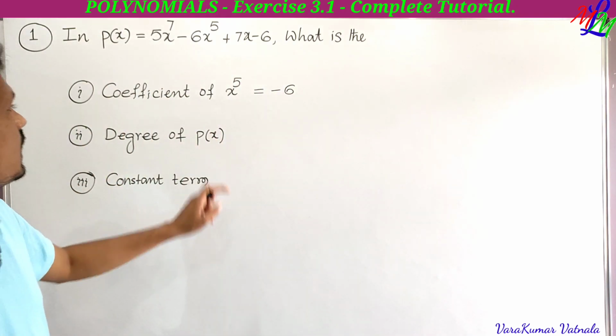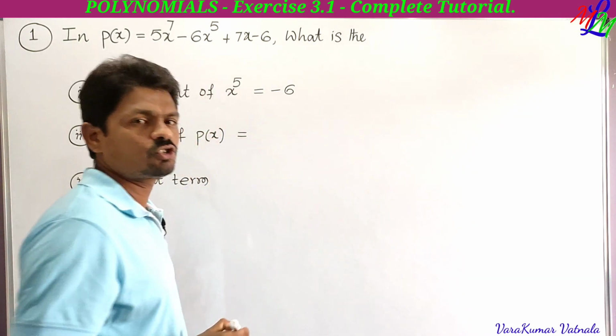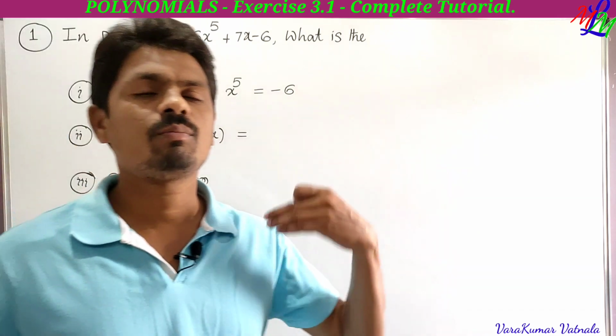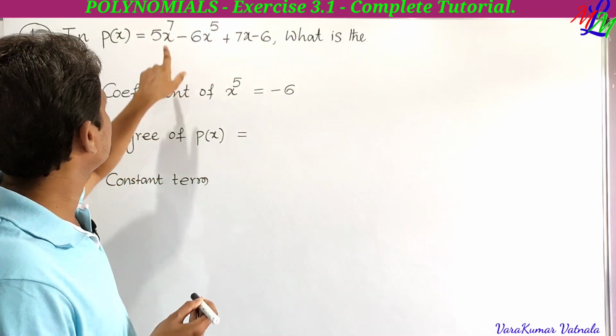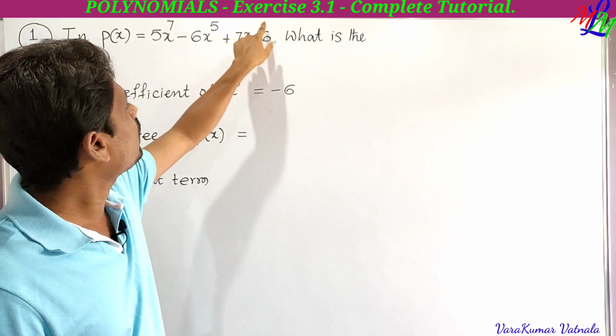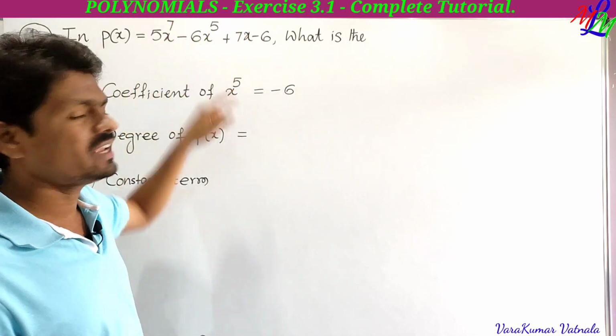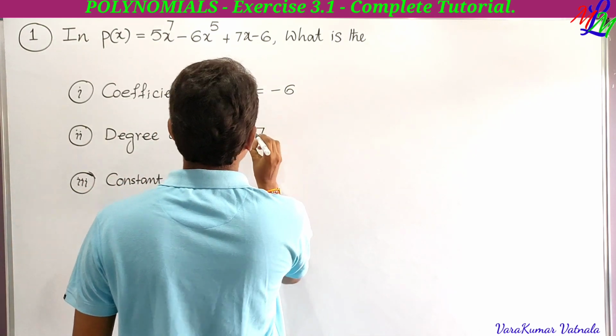So next, degree of P of x. What is the degree? The highest power of the variable in the given polynomial is called the degree. So here, what is the highest power? Here it is 7, 5, 1, 0. So what is the highest one? 7. That's all. The degree of P of x is equal to 7.